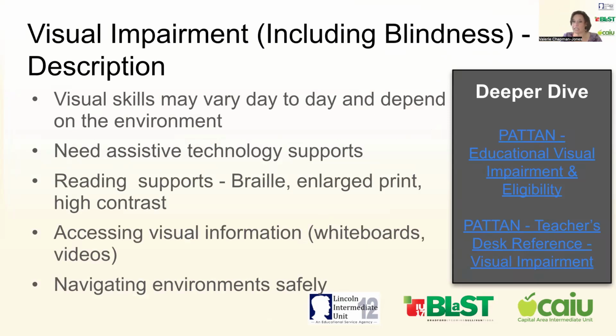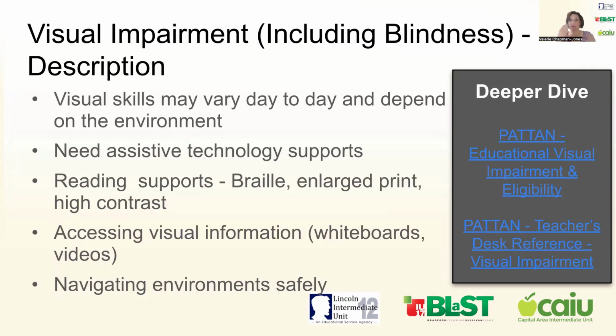And definitely, many of these students need reading supports. For example, they may be reading in Braille. They may also need larger print or high contrast colors so they are able to see the academic material. They need assistance with accessing any visual information. So that's something we need to think about when supporting these students.